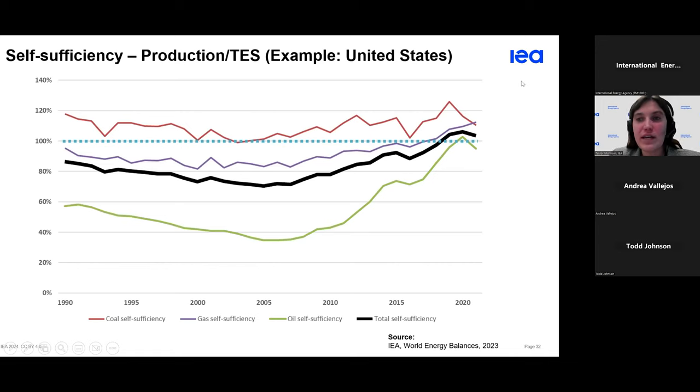Another indicator is self-sufficiency. This is calculated as production over total energy supply, and it can be used to look at the energy security of a country. Can a country produce what it consumes? If the self-sufficiency, which is production over TES, is over 100%, then yes, a country can meet its own demand. But if it's under that amount, then the country must, for instance, import products in order to meet demand.